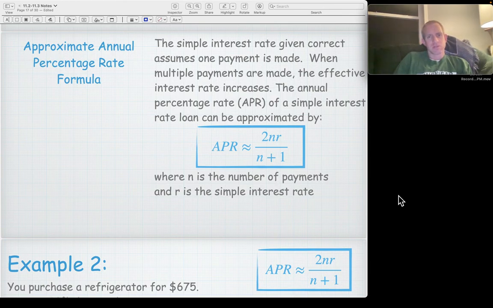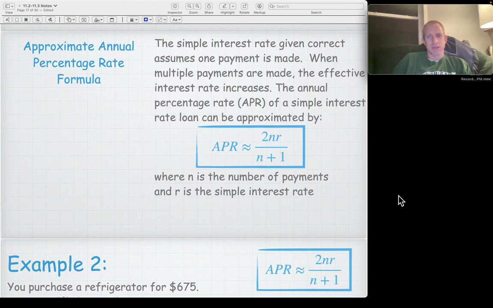So the interest rate that's usually given in simple interest calculations assumes that you have one payment, but most people don't work that way. Most people will pay off a loan or make investments, which is kind of the same math but in reverse. They'll make that over multiple payments, right? They'll decide I'm going to pay off a certain amount per month.